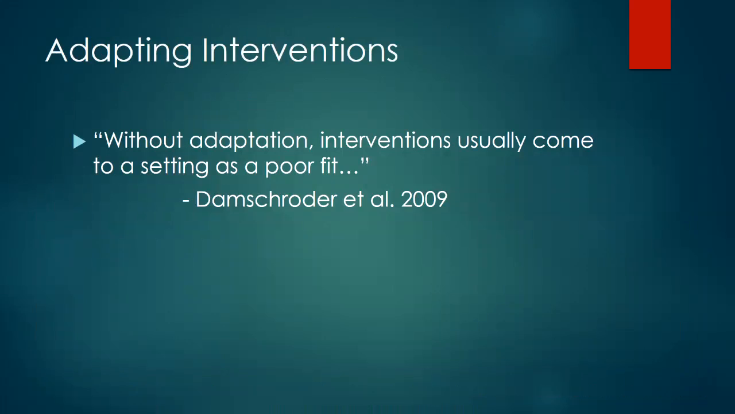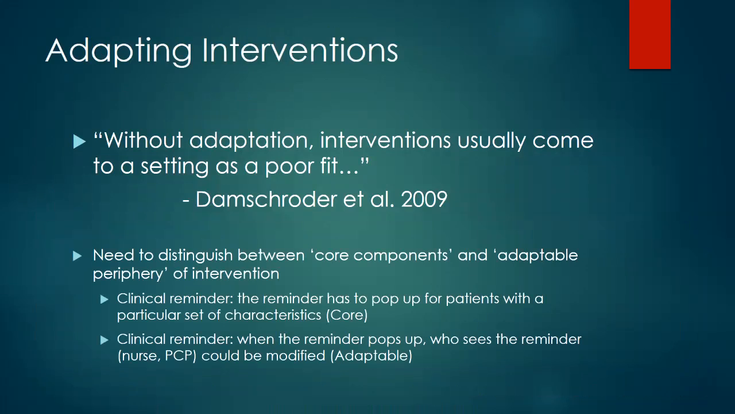A major step that we often need to take in implementing interventions is to change them. So as Dan Schroeder says here, without adaptation, interventions usually come to a setting with a poor fit. In adapting an intervention, it's important to be able to distinguish between what might be core components of the program and then the adaptable parts of them. Because we don't want to lose the evidence base. We still need the intervention to have the evidence that it will be effective, but we also need to make sure that it will work in our own setting.